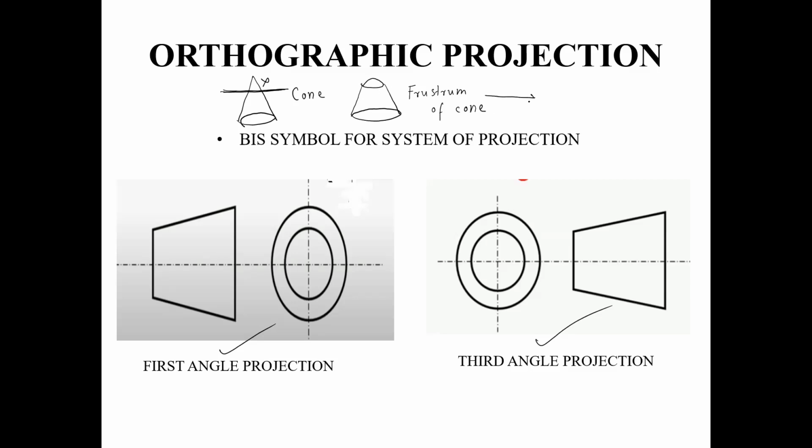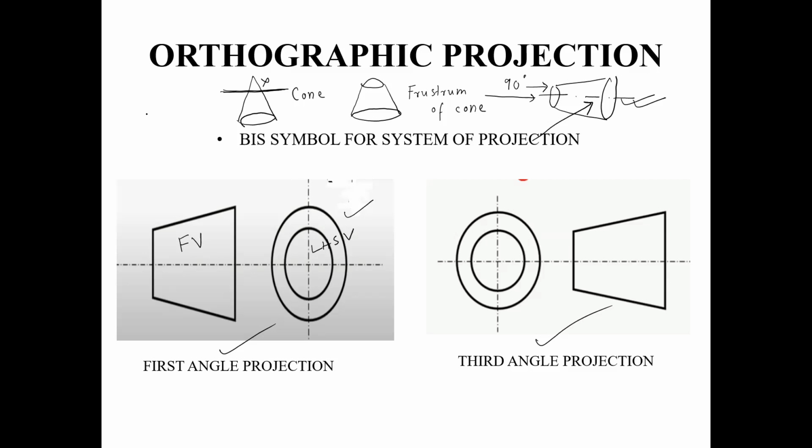Now, if you rotate this frustum of a cone through an angle of 90 degrees, now it will take this form. Now, if you look at this from the front, you will see something like this. This is the front view of a frustum of a cone whose axis is horizontal. And if you look at this frustum of a cone from the left hand side, this is what you will see. So this is the left hand side view.